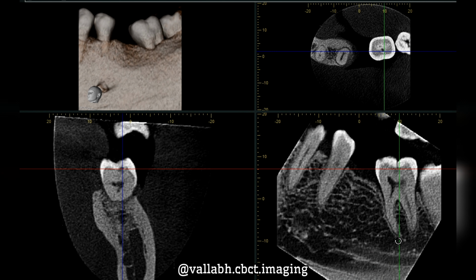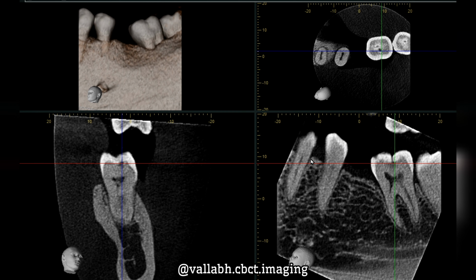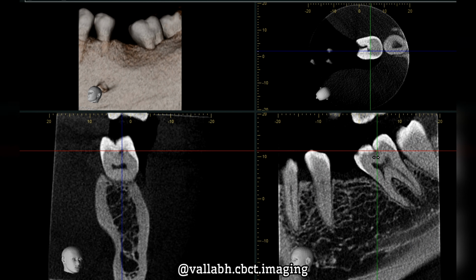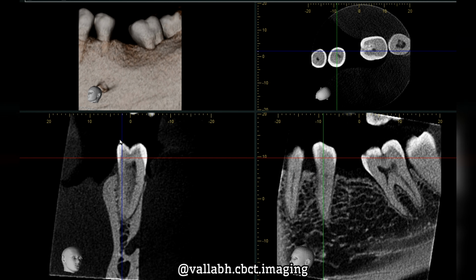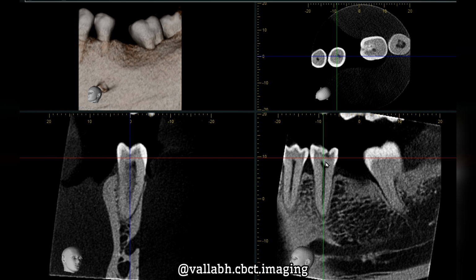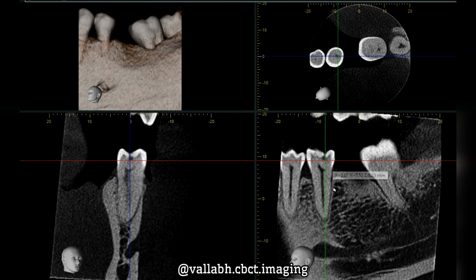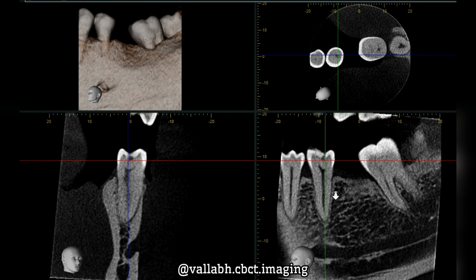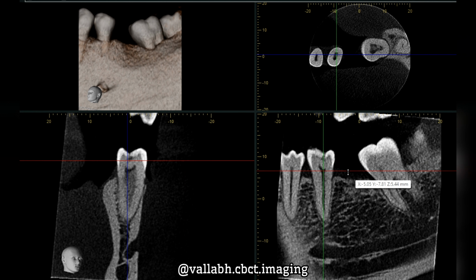Okay, as we see in this case, there may be slight widening of the PDL space noted. Okay, and similarly other teeth should also be studied. So in this case you can see there's another caries seen. Again it is not approaching the pulp but is in close relation. If left untreated, the patient may have to undergo root canal treatment. Okay, so these were the basic anatomical landmarks.